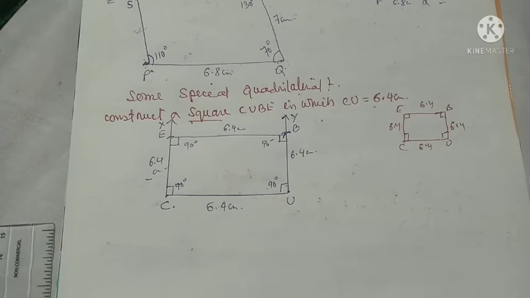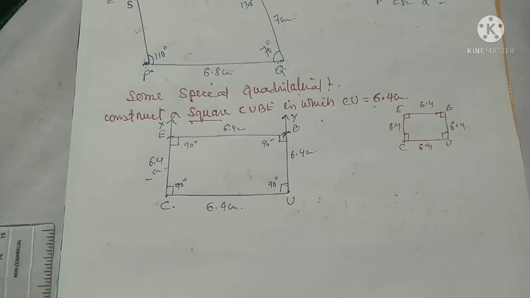The second one is rectangles. In the case of rectangles, all the angles are 90 degrees, and the opposite sides should be equal. Interior angles of all rectangles should be 90 degrees, and each pair of opposite sides should be equal.